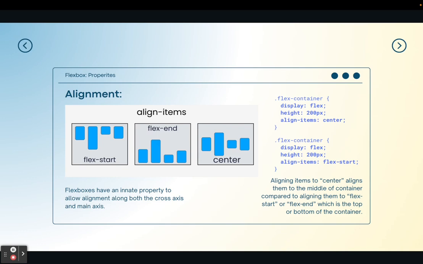As you can see, we set the height for this one, and then centering it would put everything in the center as it shows here. Flex end puts everything at the bottom, and flex start puts everything at the top. So those are three codes. You have to remember it's not just top, it's flex end and flex start.